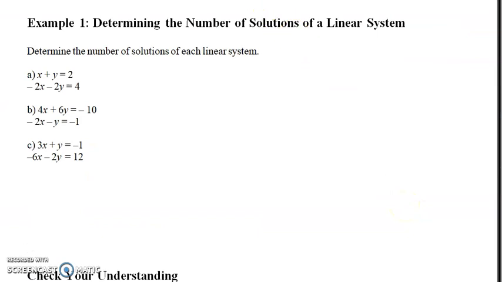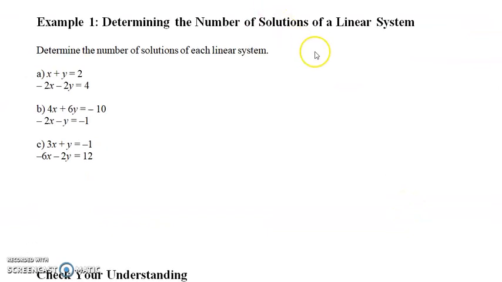Example 1 says determine the number of solutions of a linear system. So we have two equations here. There's a couple ways you can do it. Obviously, you can change them into y equals form, or you can do it differently and work these out. There is a typo, I do apologize. You do need to put a negative in front of the 2. My apologies, there should have been a negative here, so we will fix that on our sheet. All right, just a little typo, no big deal.